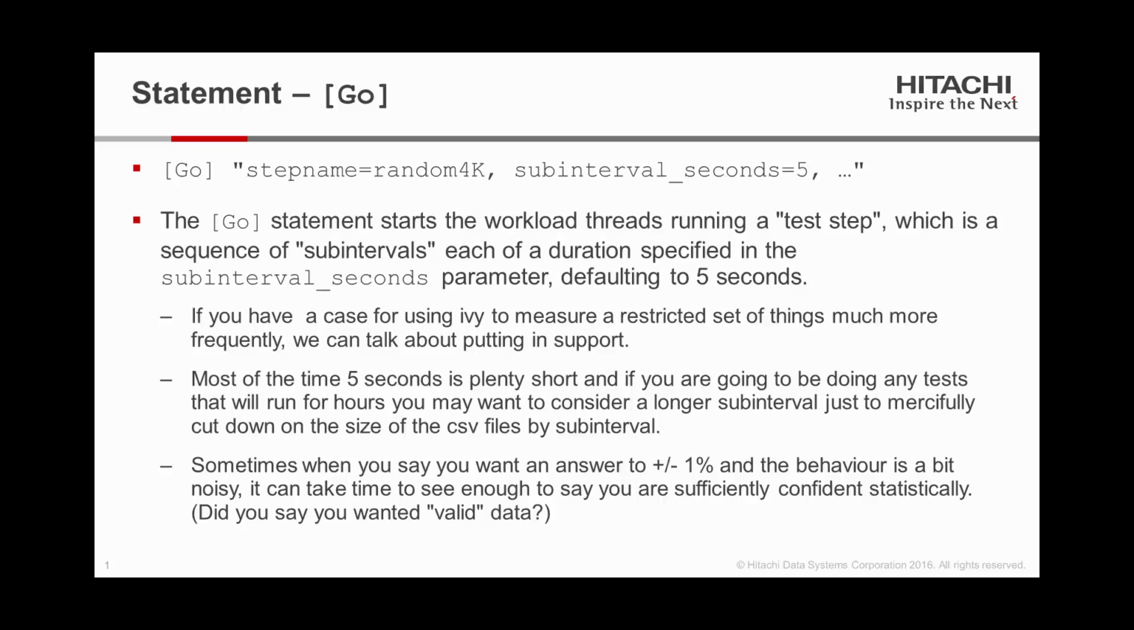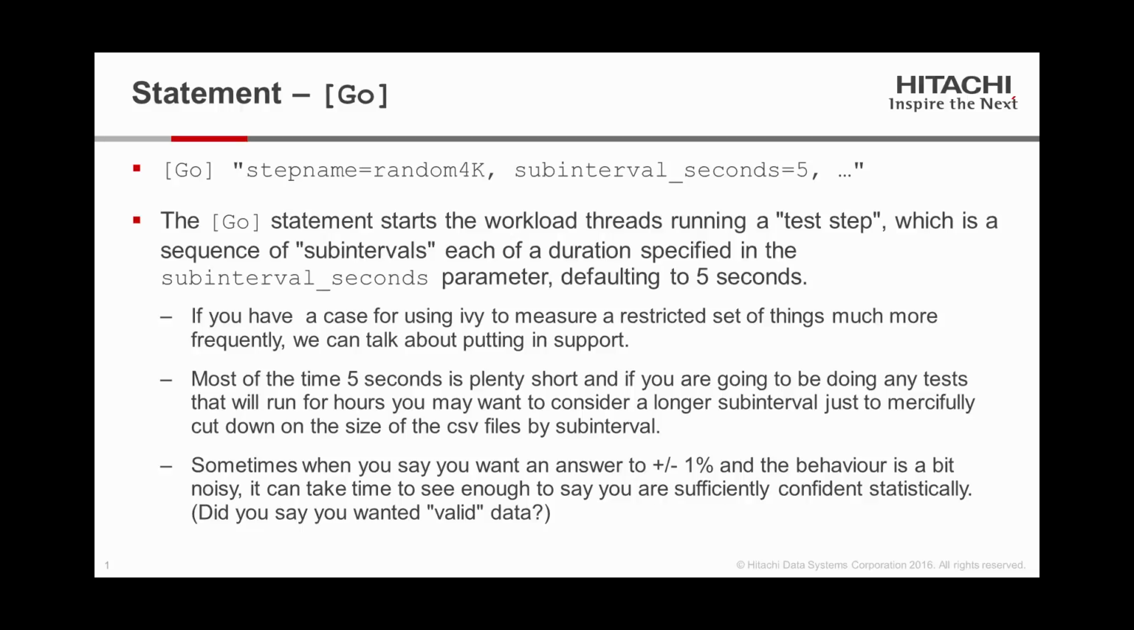The length of each subinterval is specified by the subinterval seconds parameter, which defaults to 5 seconds. Incidentally, if you have a case to measure a restricted set of things much more frequently, we can talk about putting in support, but 5 seconds may already be pretty fast if we're talking about collecting from large subsystems with tens of thousands of LDEVs. We'll see. And most of the time, 5 seconds is plenty short enough, as there'll be enough variability from subinterval to subinterval anyway. And so you just need to see enough IOs overall to be able to judge what the average is going to be.